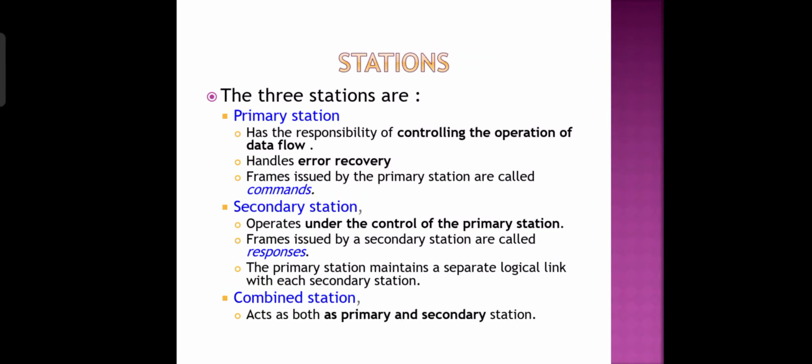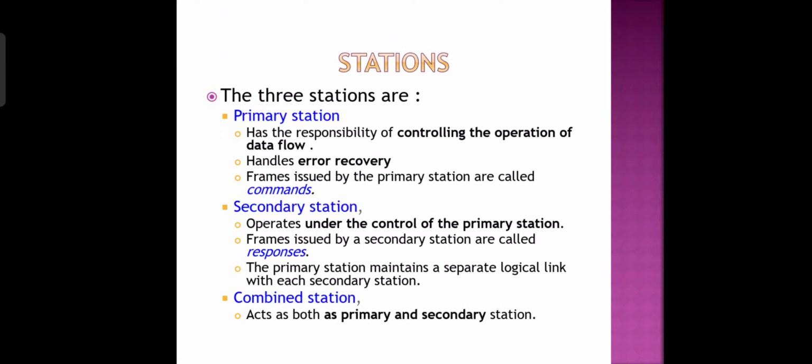Next, we have 3 different types of stations available in HDLC, that is primary, secondary and combined station. Then 3 different data transfer modes are used. They are normal response mode, asynchronous response mode, and asynchronous balanced mode. 3 types of frames are used in HDLC: unnumbered frame, information frame and supervisory frame.